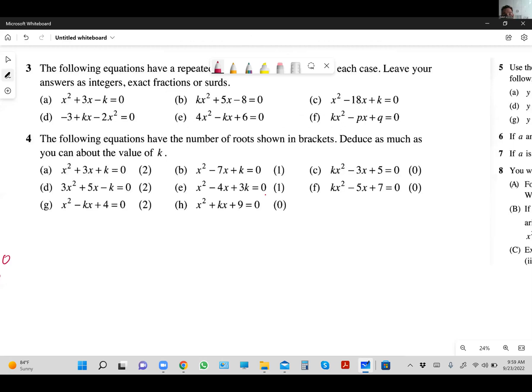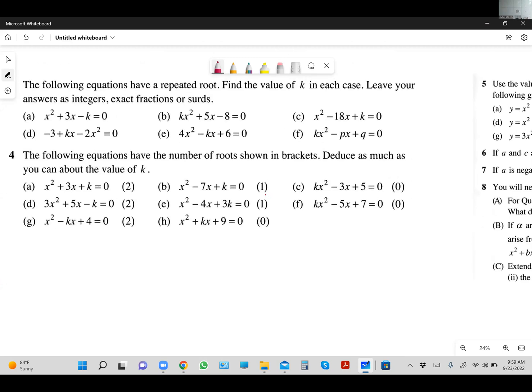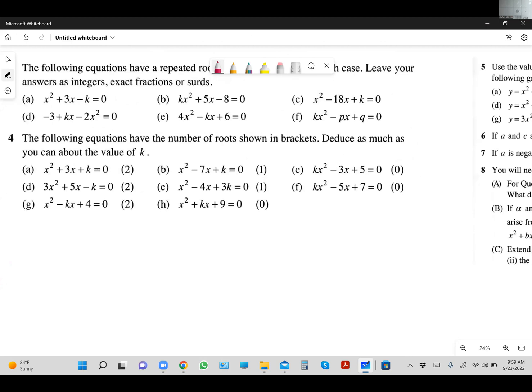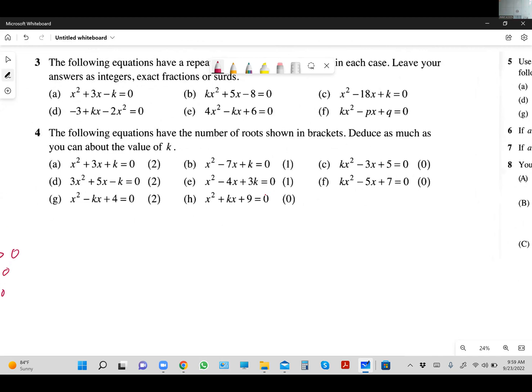Okay, so now let's go to 3 and 4. All right, so it says there, the following equations have repeated roots. Find the value of k in each case. Leave your answer as an integer. So what does it mean to have a repeated root? When do we have a repeated root? Yes, when your discriminant equals 0, you have repeated roots.